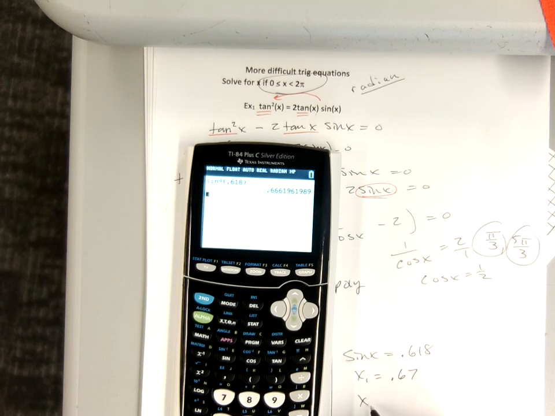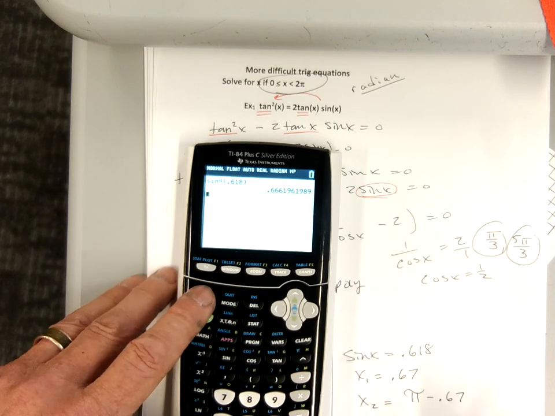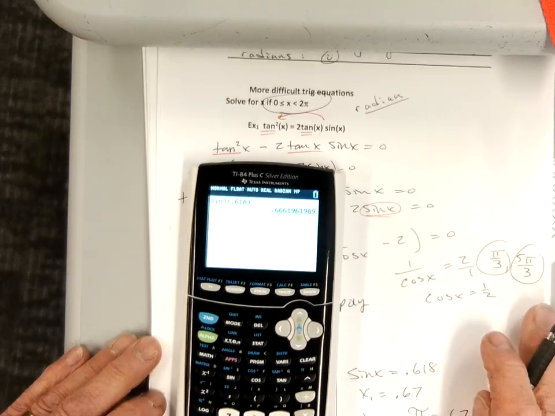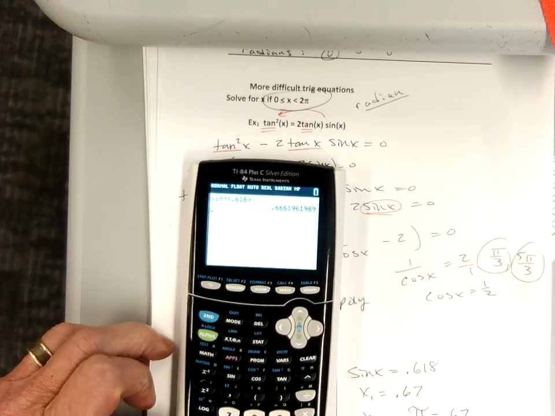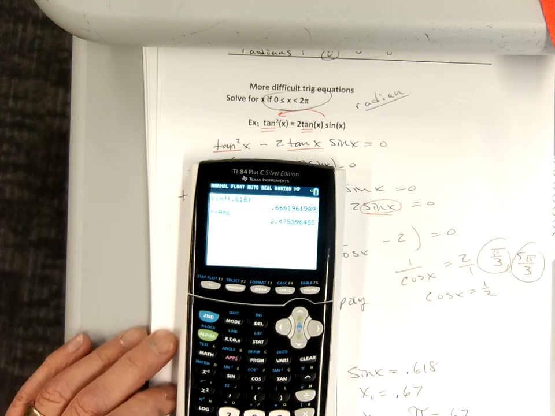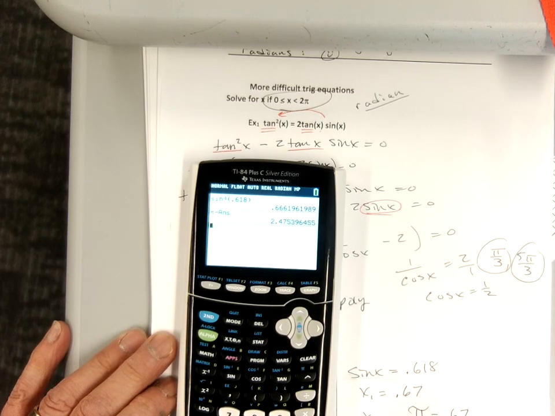Now there's a second angle. It's the reference angle. So we take pi, if you use your chart, minus my 0.67, and I get my other angle between 0 and 2 pi, because I'm doing it all between 0 and 2 pi. So my other angle is pi subtract 0.66, whatever, and I get a second angle of about 2.47 or 8 radians.